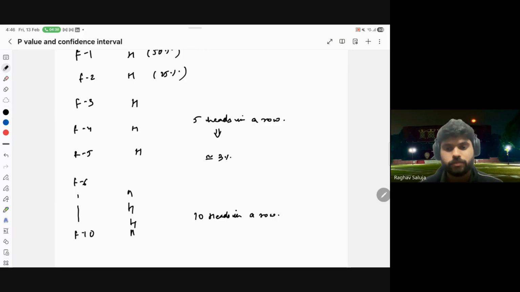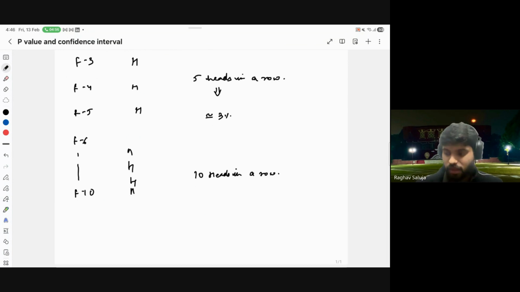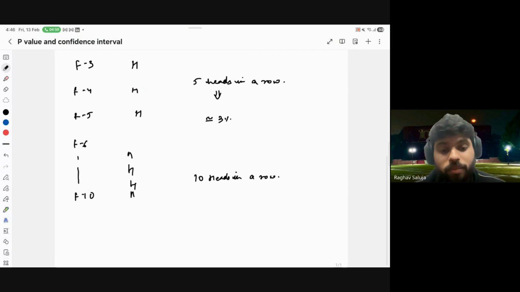Now you stop. You're shocked. You are thinking, there is no way this is happening by luck. So now you're ready to call Shyam a liar and say, no, this is not a fair coin. This is not a normal coin. And on what basis are you saying that? You're saying that on the basis of this shock.